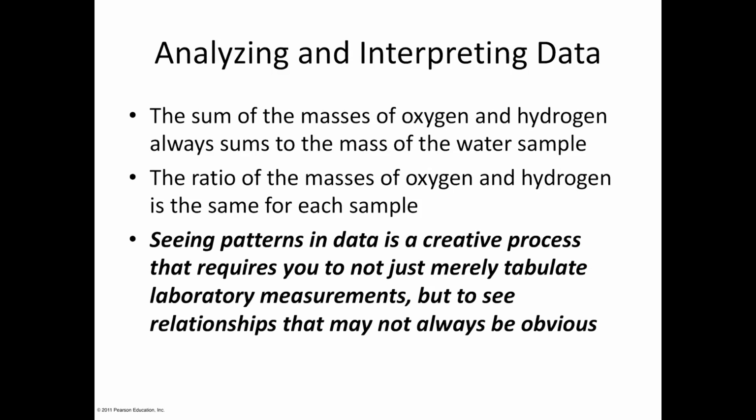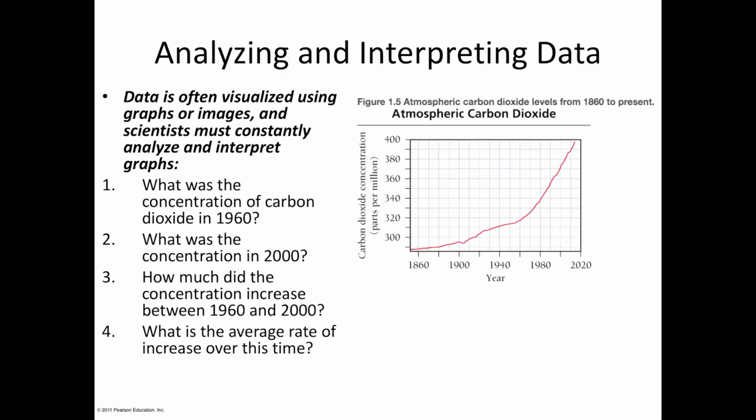Seeing patterns in data is a creative process that requires you to not merely tabulate laboratory measurements, but to see relationships that may not be so obvious all the time. Another really important thing is looking at graphs, not only making them, but if you're given a graph, understanding what is being said, what message it's trying to tell you. Data is often visualized using graphs or images, and scientists must constantly analyze and interpret graphs. So here we have this figure: atmospheric carbon dioxide levels from 1860 to present time.